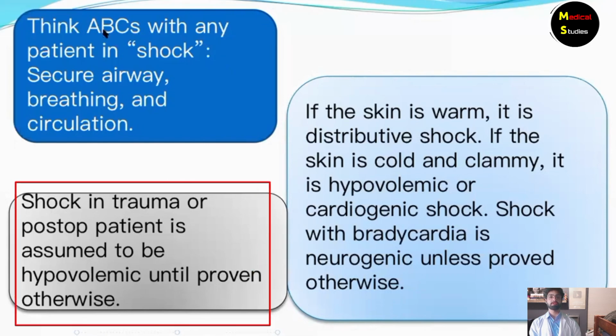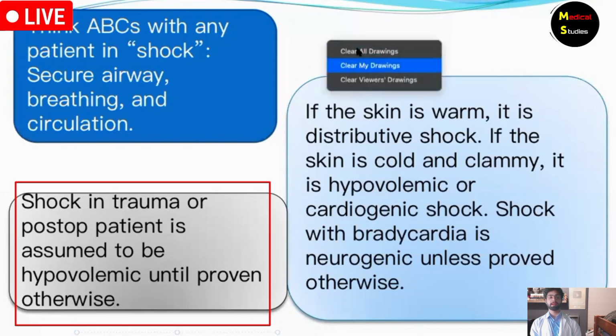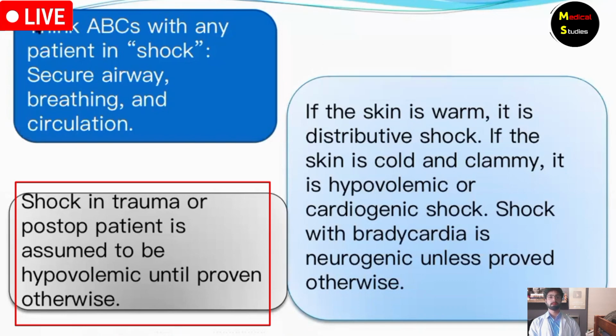Next, shock with bradycardia is neurogenic unless proved otherwise. Now, everyone knows what bradycardia is? Decreased heartbeat. When your heartbeat is slow or decreased, it is known as bradycardia. Now, what is the mechanism of bradycardia in neurogenic shock? Can anyone answer this? Neurogenic shock is all about damage to the sympathetic fibers or sympathetic nervous system. And I hope you all know the function of the sympathetic nervous system: it increases the heart rate. On the other hand, the parasympathetic nervous system is not affected. So bradycardia is very common in neurogenic shock.